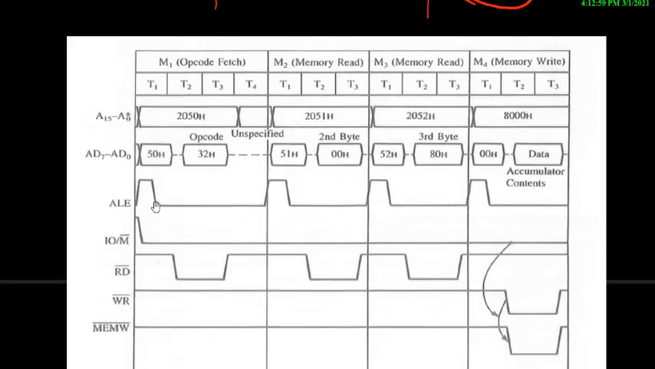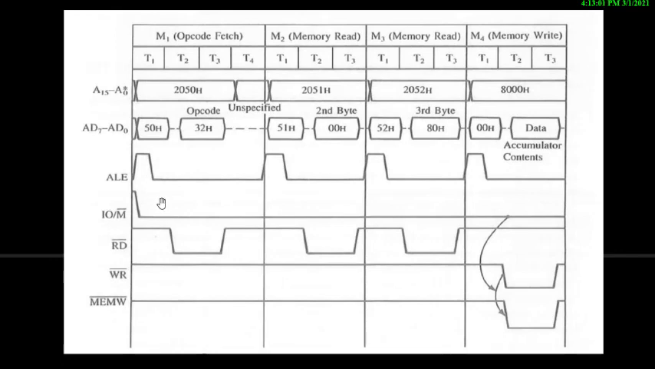It consists of 4 machine cycles, and the first machine cycle consists of 4 T states because it is an opcode fetch machine cycle. The opcode is stored at 2050. This is the memory location, and the ALE signal becomes high. It is a memory operation, so IO/M becomes low, and we have to read. The read signal goes low and remains low for the second and third T states. So this is the opcode, which is read from this location.